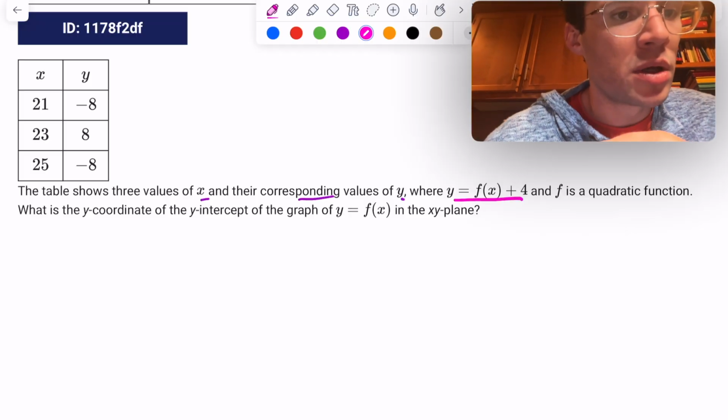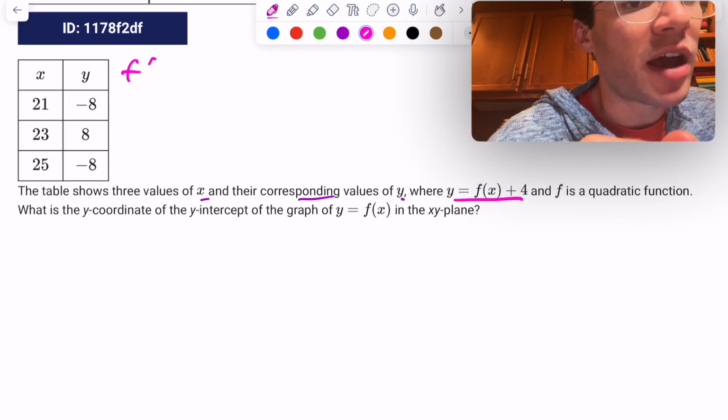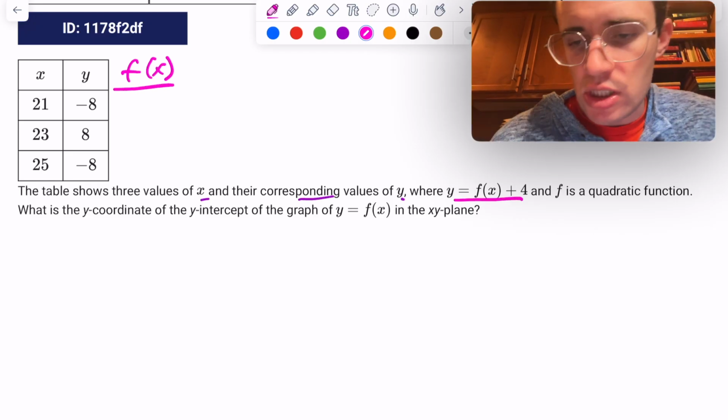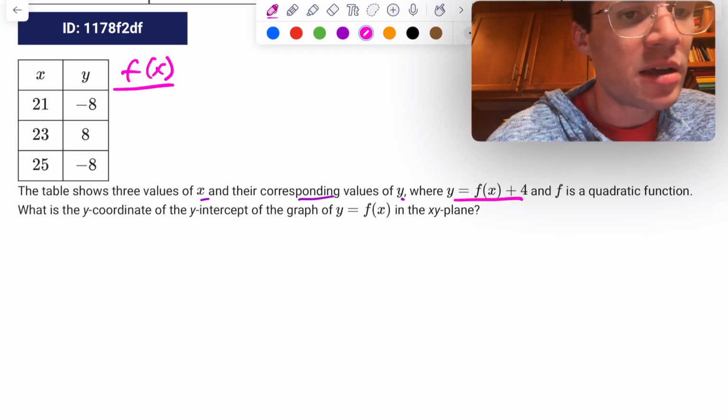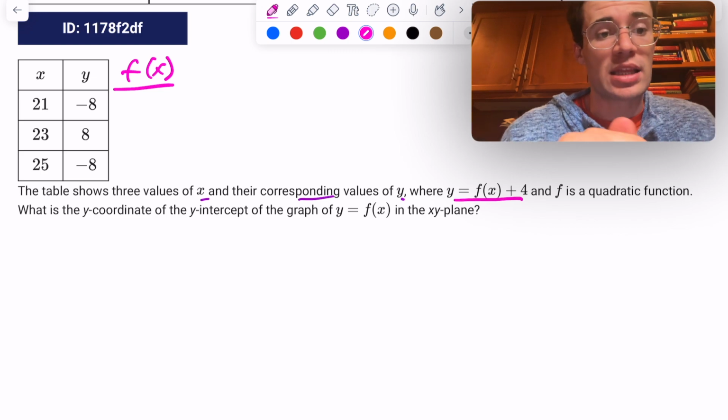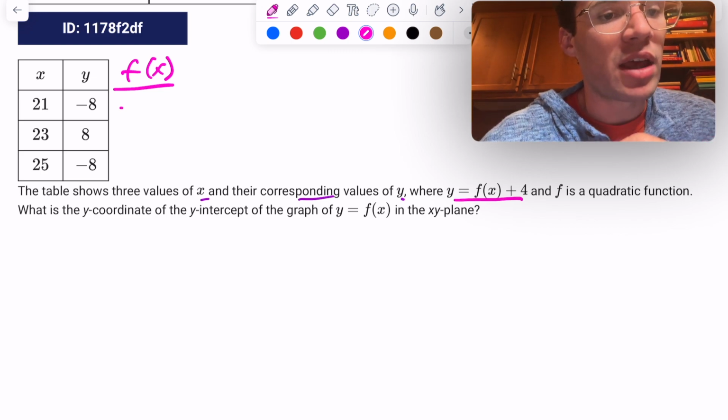Okay, so if we wanted, we could even write what f of x is here. We're just adding 4 to f of x to get y. So that means f of x is always 4 less than y. So 4 less than negative 8 would be negative 12. 4 less than 8 would be 4. 4 less than negative 8 would be negative 12.